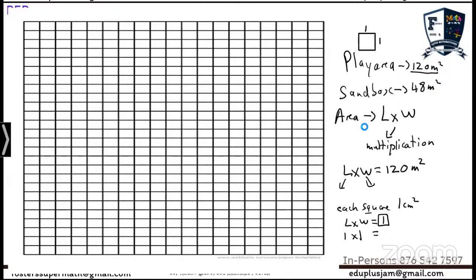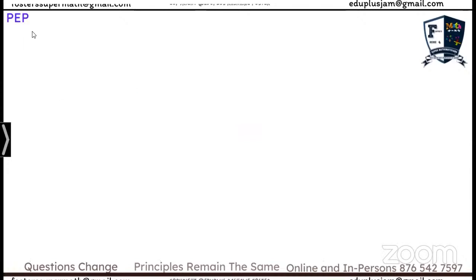Can you people put in the chat here now, give me some different dimensions that we can use to get that area of 120 square meters. I will choose a couple of them also. So this is our play area. The play area is supposed to have 120 square meters. Can somebody give me some options we can use for length and width?